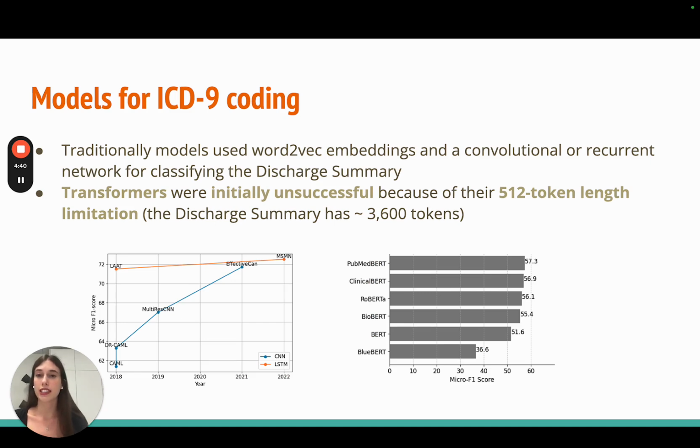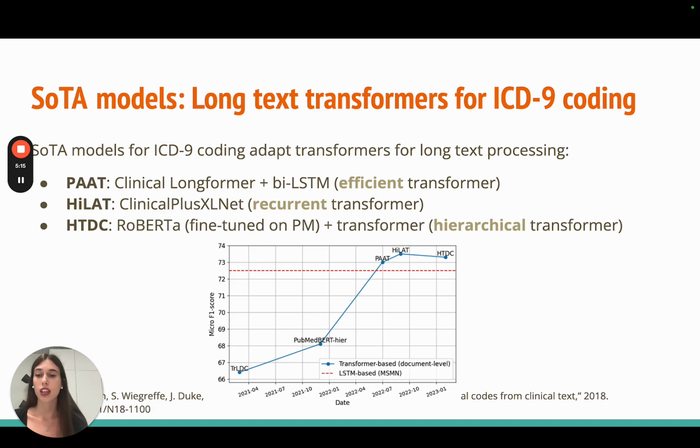Traditionally, models for ICD-9 coding would use word2vec embeddings and then apply a convolutional or recurrent approach. Transformers were initially unsuccessful in this task because of their 512 token limitation. This is because these clinical notes are very long. The discharge summary has over 3,000 tokens, which meant that the typical transformer architecture was not suitable.